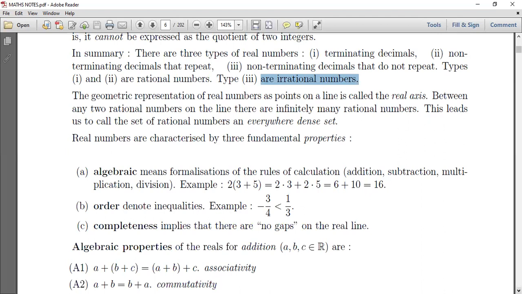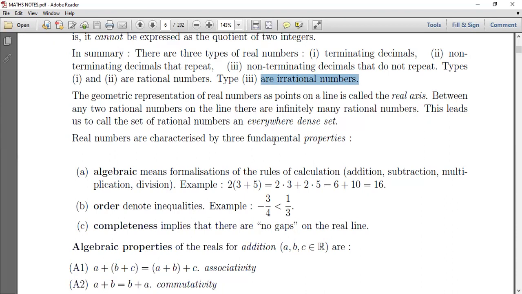So the real axis has some properties that we are going to look at. Between any two real numbers on a number line, there are infinitely many rational numbers. For example, if we take any two real numbers, 1 and 2, between 1 and 2 there are numbers that you cannot write. There are infinitely many rational numbers between 1 and 2. Between 1 and 1,1, there are infinitely many numbers.